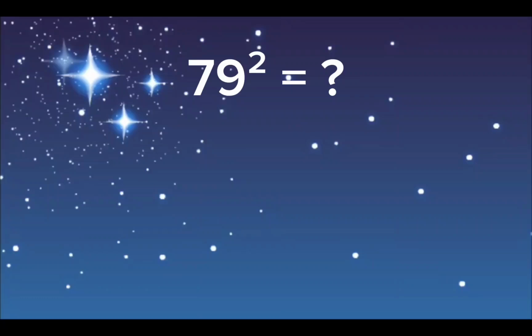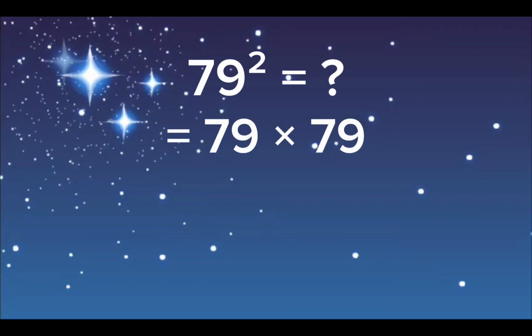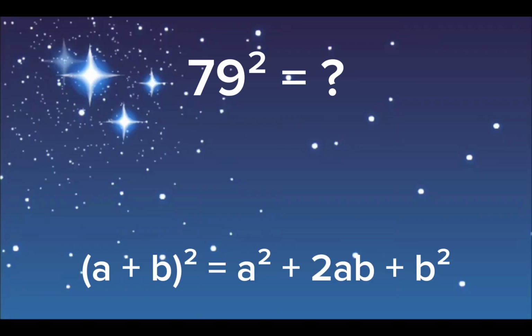Let's say you have 79 squared, and you want to find a faster way to solve it. The first thing that comes to mind is evaluating the power to 79 times 79. But now, you have this messy product which will be difficult to solve. So let me show you a general rule. (a + b)² = a² + 2ab + b².